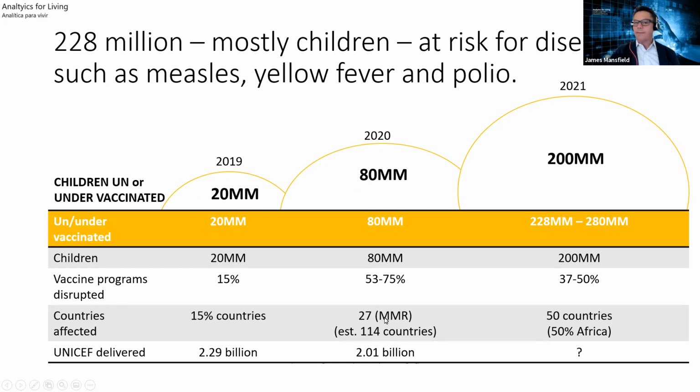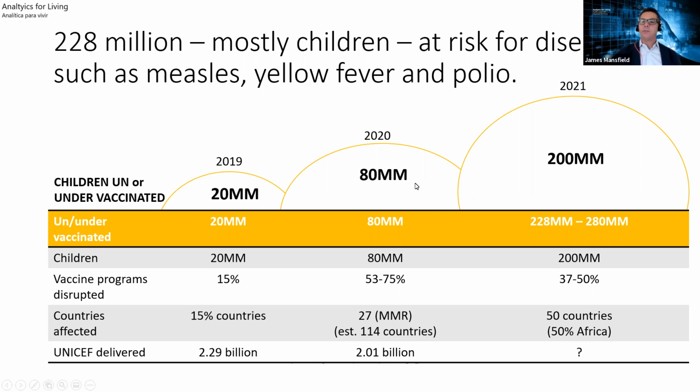But let's just pull out one vaccine: MMR, measles, mumps, and rubella. Everyone should have that, or every child should have that. That's mainly 27 countries that were affected, and instead of sending 2.29 billion, only 2 billion vaccines were sent. So right now there are 280 million vaccines not shipped, sitting in a warehouse. Certainly a significant problem.